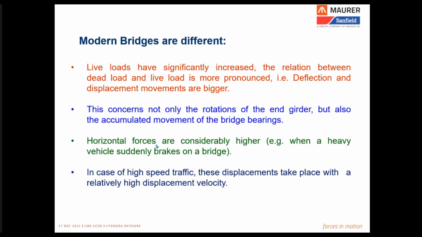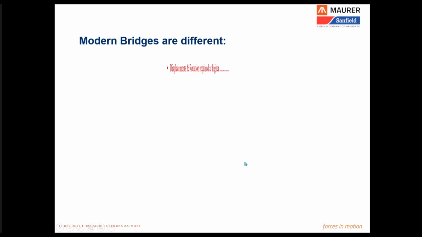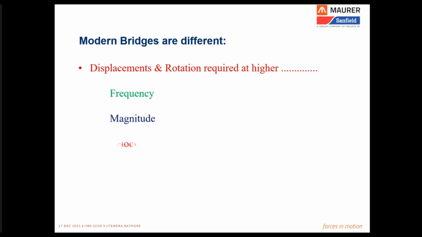Also, because of the increased axle loads and the moving velocity and speed of the traffic on the structures, the tractive efforts, or you can say the acceleration and braking forces, have also increased a lot, which go nowhere else, but the bearing only has to bear and transmit these increased loads and forces. So all in all, we can say that in modern structures, the requirement from a bearing perspective about the displacement and rotations is higher in terms of frequency, magnitude, and velocity.